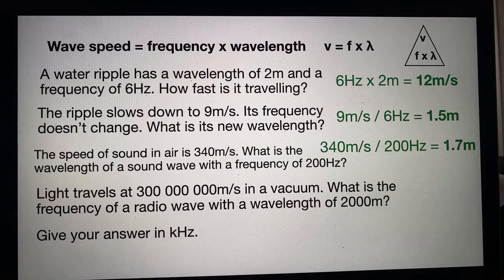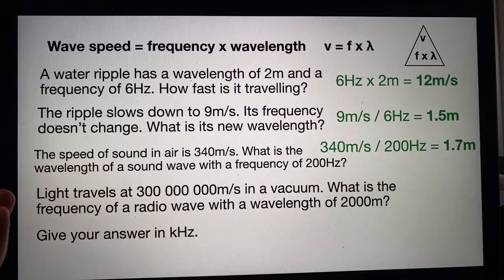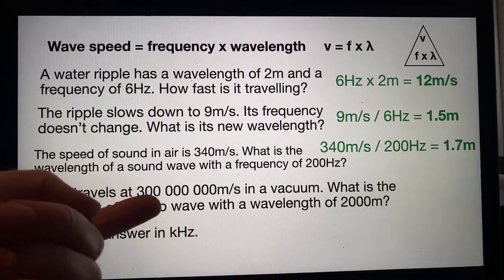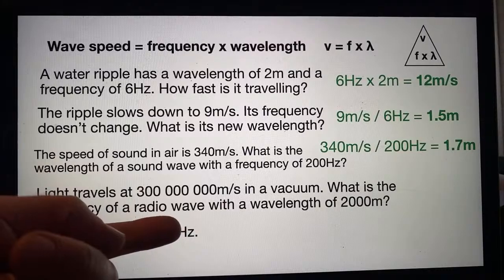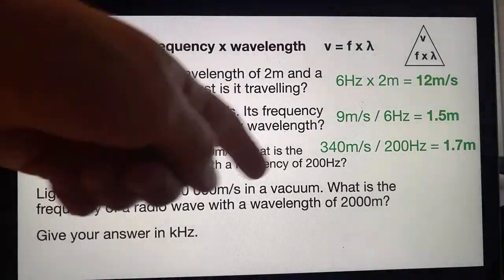Light travels at 300 million meters per second in a vacuum. What is the frequency of a radio wave with a wavelength of 2000 meters? So this shouldn't really be a trick question at this stage in the waves module if you've been watching them. You should know that a radio wave and a light wave behave in exactly the same way, it's just their wavelengths are different. So if light travels at 300 million meters per second, then that's the speed that a radio wave is travelling at as well, assuming it's in a vacuum.